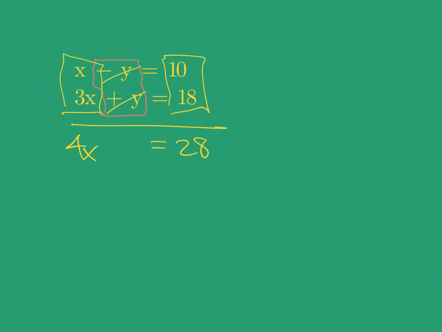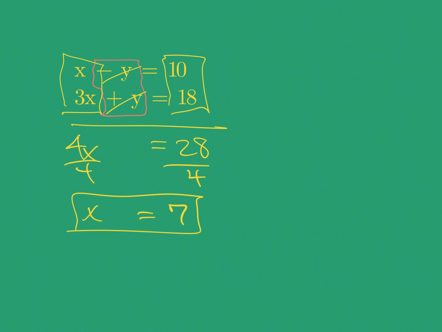So we combine like terms. Here's what we're left with. 4x equals 28. How would you solve that little equation for x? Divide both sides by 4. X equals 7. 28 divided by 4 is 7.